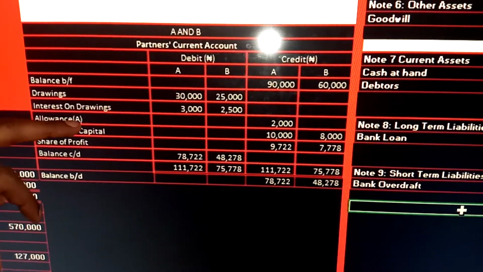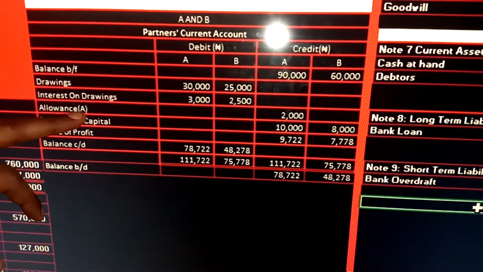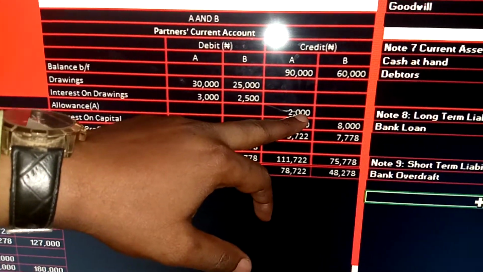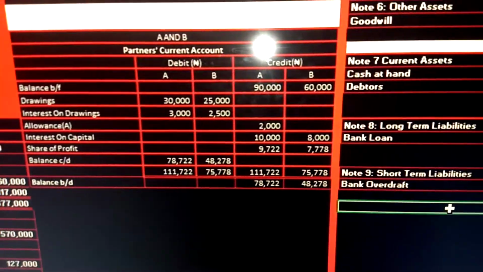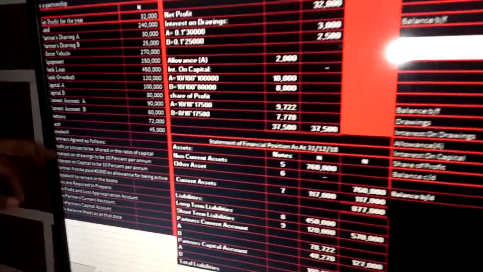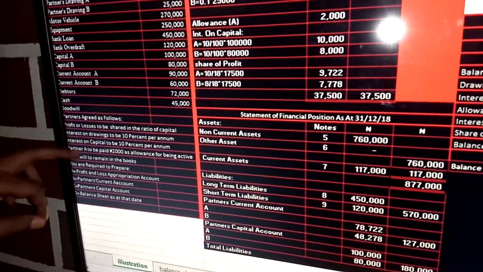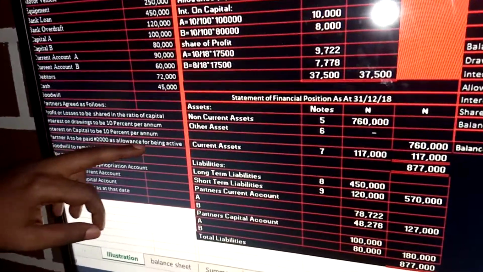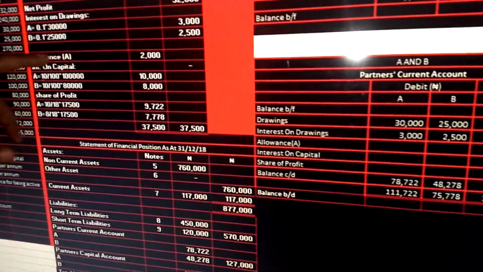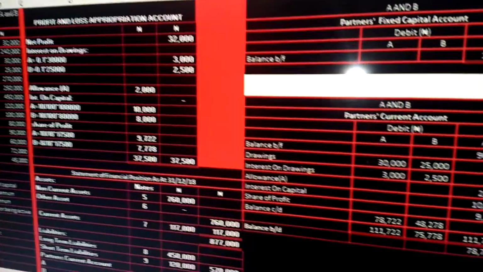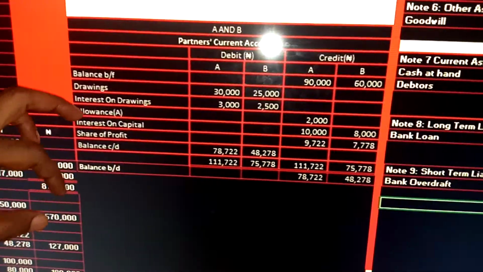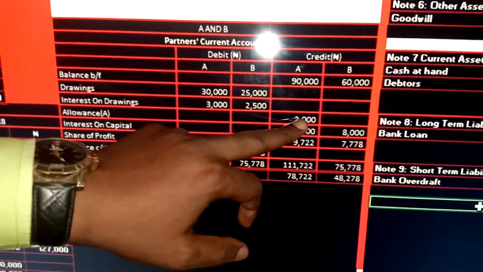Then they also had their own incomes, so allowances. A got an allowance of 2,000. Remember, it's in the question. You can check out the question here: Partner A to be paid 2,000 as allowance for being active. So if you look at your appropriation account, it was an expense to the business, but it's going to be an income to the partner. So allowance to A, 2,000.